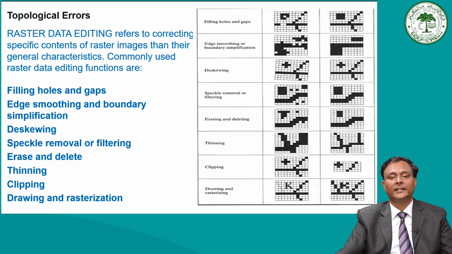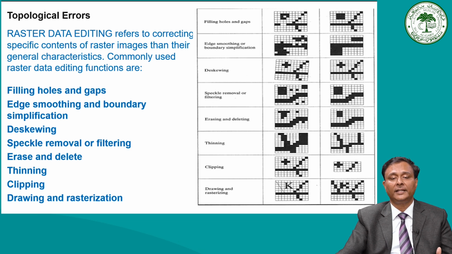Commonly used raster data editing functions are, for example, filling holes and gaps. It is used to fill holes and gaps that appear in raster images. You can see in the top row example. Another can be edge smoothing and boundary simplification. Here we would be removing and filling single pixel irregularities along the line edges. Another could be de-skew. It is used to rotate the image. Another can be speckle removal or filtering, to remove the speckles or random high or low valued pixels in the image.